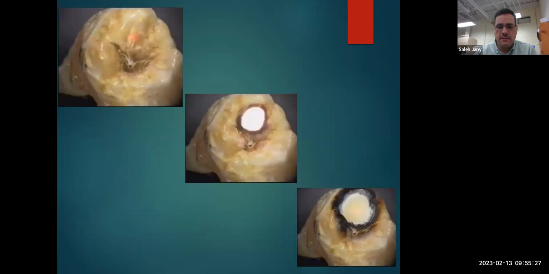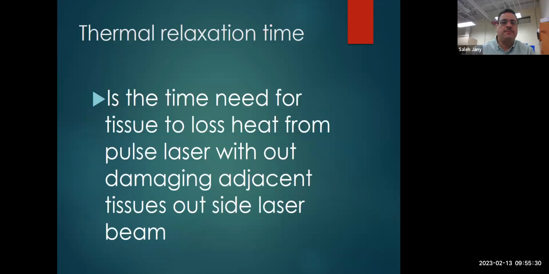So there's a thing called thermal relaxation time. All the tissues have a time when you hit them with the specific laser, the heat will dissipate around the tissue. So we need to measure how much time we can make damage to the point that we need to be damaged without damaging the adjacent structure. So if you make a cavity, you want just the tissue around the decay or caries. You don't want to damage the adjacent normal tissue. So each tissue has a different thermal relaxation time.